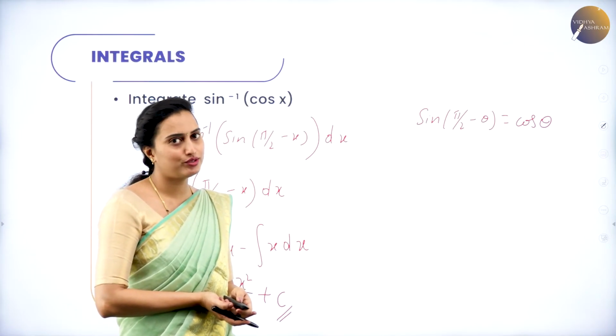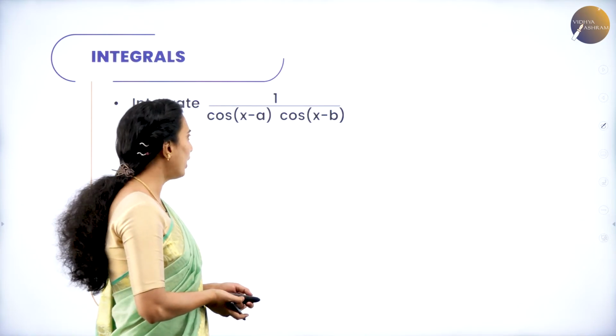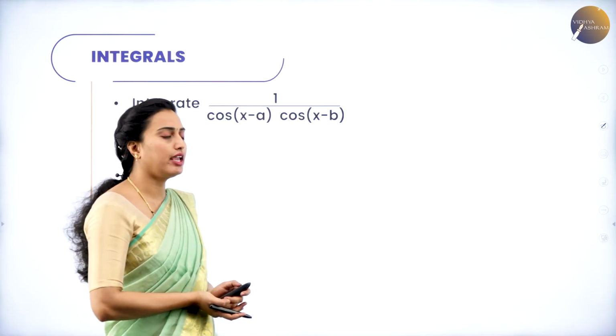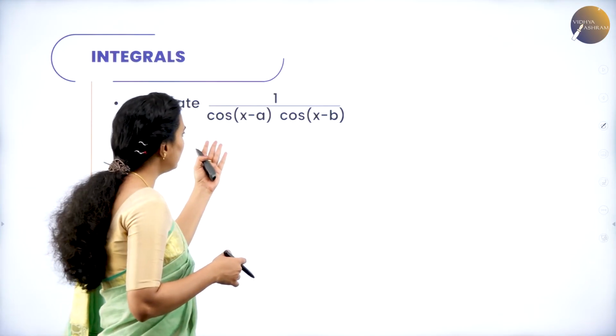I hope you understood this one. Now we'll be moving on to the next problem. Integrate 1 over cos of x minus a into cos of x minus b. Dear students, here let me subtract the numerator this.